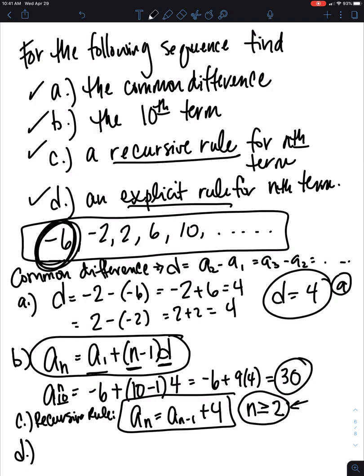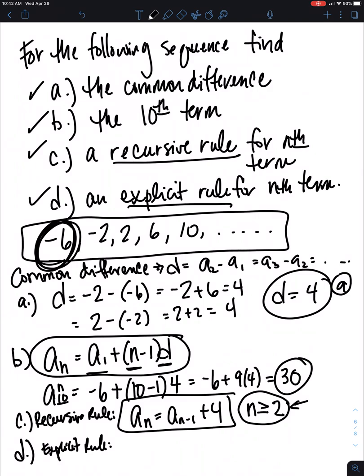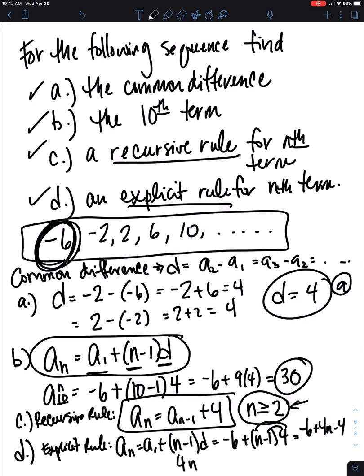All right, so then we're looking for the explicit rule. Okay, if you go back up, this is explicit. Okay, so we have a n equals a1. Now we kind of already did this up here, but we're going to leave the n in because we want to find the nth term. So a1 is negative 6, n minus 1, and then d is 4. So we're going to go ahead and do the math. We distribute this out, so negative 6 plus 4n minus 4. And so that would give me 4n minus 10. That would be my explicit rule.